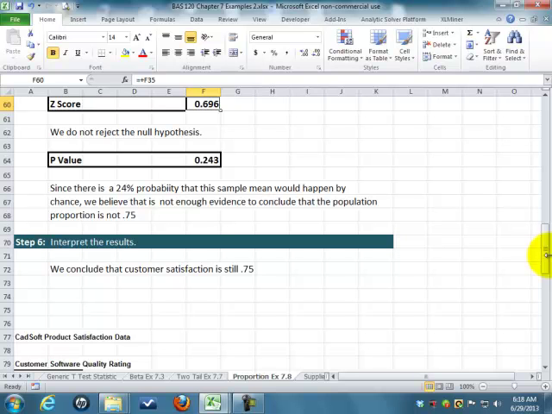So we've gone through a one sample, two tail for the t-test, and we've gone through a one sample for a proportion.